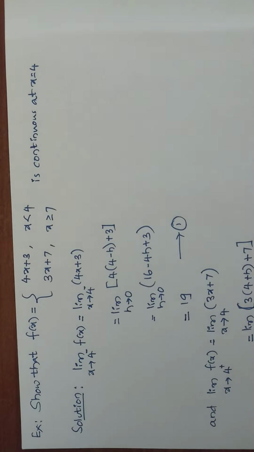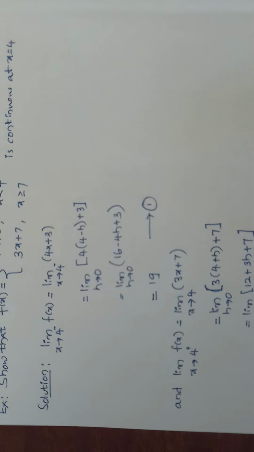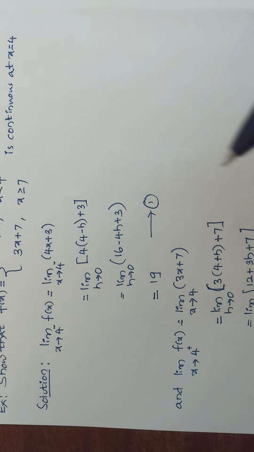So another example. Show that f of x is equal to 4x plus 3 when x is less than 4, and 3x plus 7 when x is greater than or equal to 4, is continuous at x is equal to 4. So first the left hand limit.